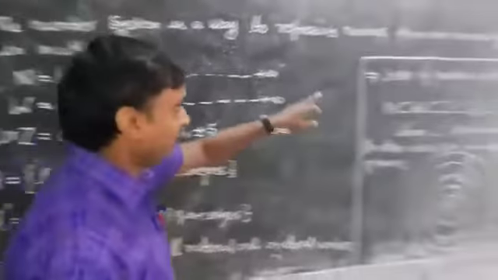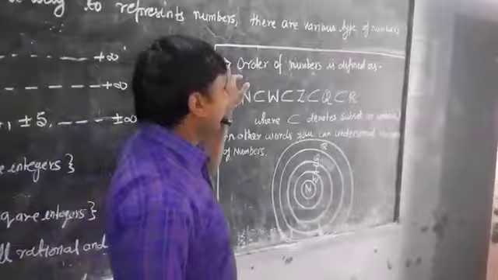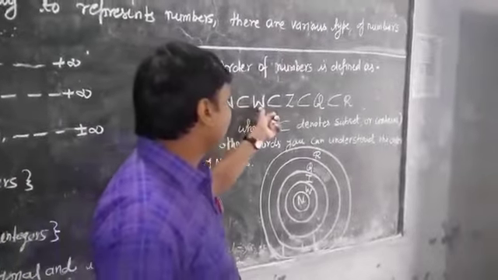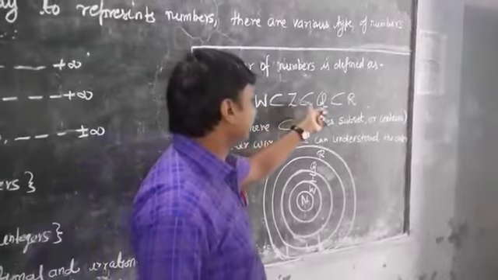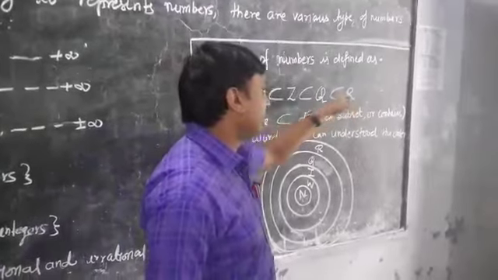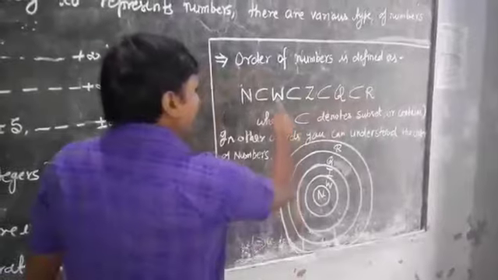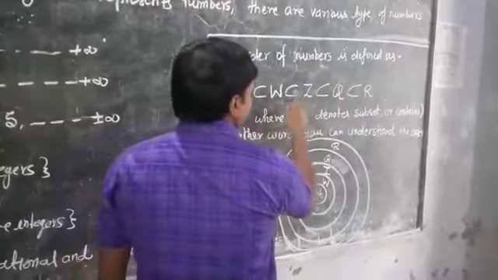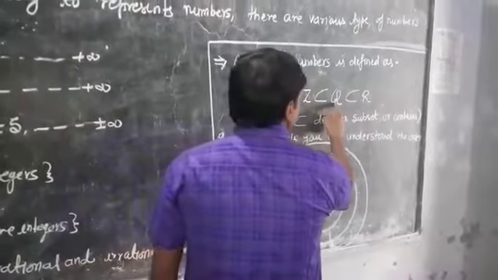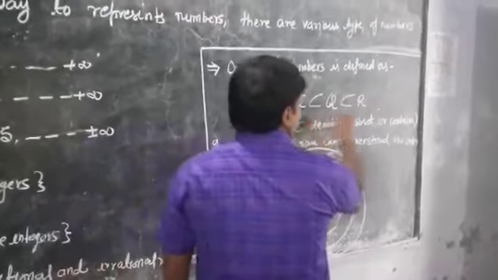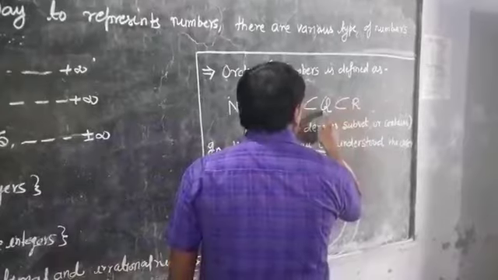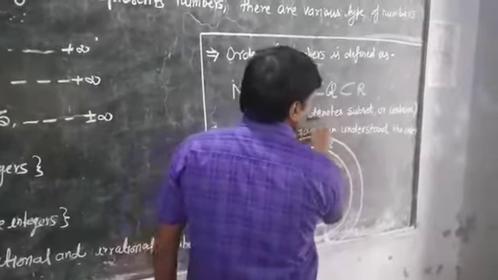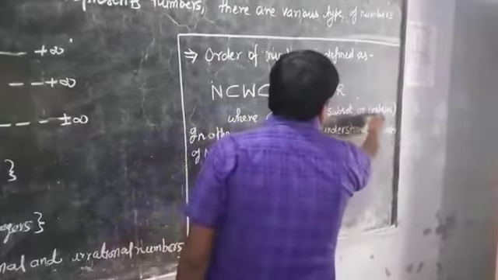Next, the order of numbers is defined as N subset of W, W subset of Z, Z subset of Q, Q subset of R. It means that whole numbers contain natural numbers, integers contain whole numbers, rationals contain integers and reals contain rational numbers. Here, this symbol denotes subset or contains.